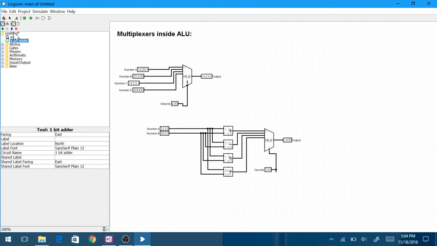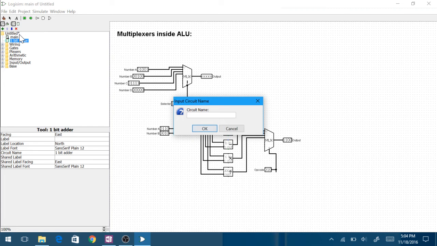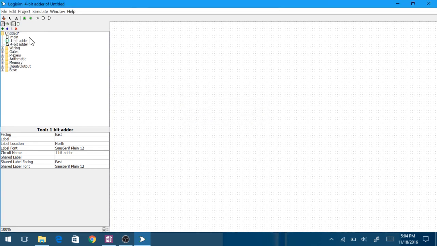So now we want to chain several of these together. We want to make a 4-bit adder. So I add another circuit and call it a 4-bit adder. You can go straight to a 32-bit adder if you'd like. I'll add 4 of these together in here. Now we've got these modules for individual columns for addition.